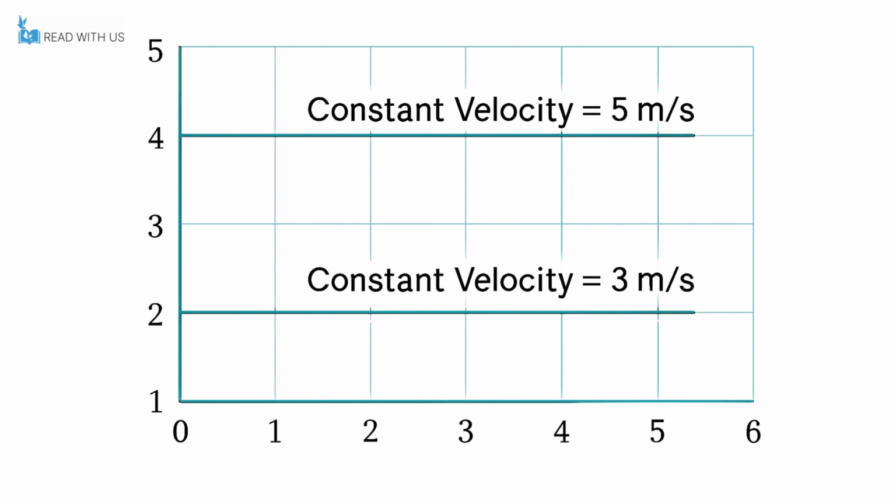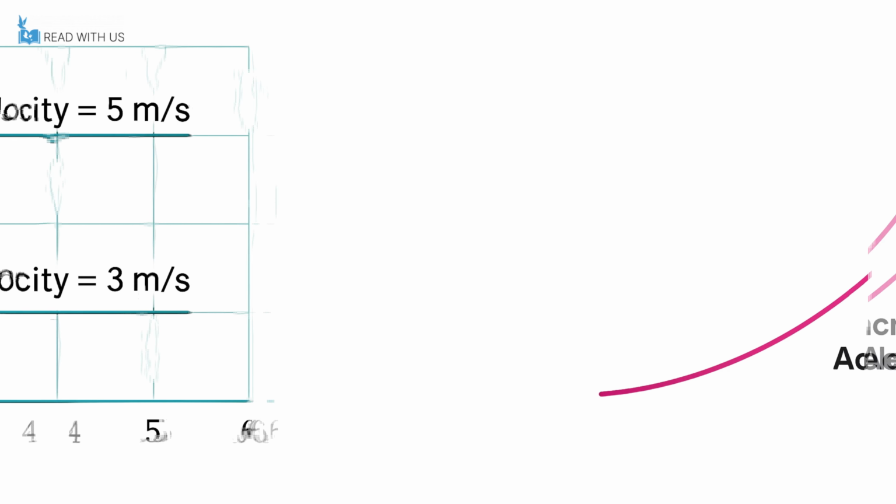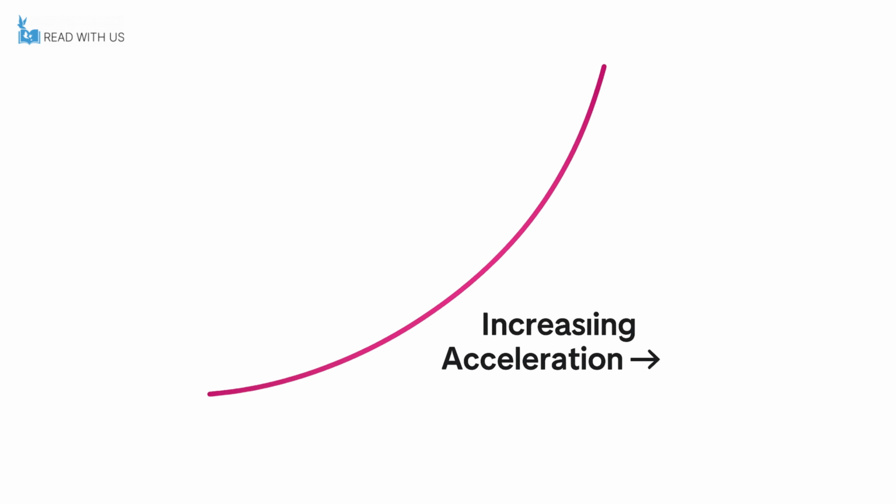Flat sections of the curve have a gradient of 0, meaning there is no acceleration. The object moves with constant velocity. To find that velocity, we just look at the y-axis. For example, during the second section, the velocity is 3 meters per second, and during the fourth section, it is 5 meters per second. When the curve gets steeper, the gradient increases, which means the rate of acceleration is increasing.